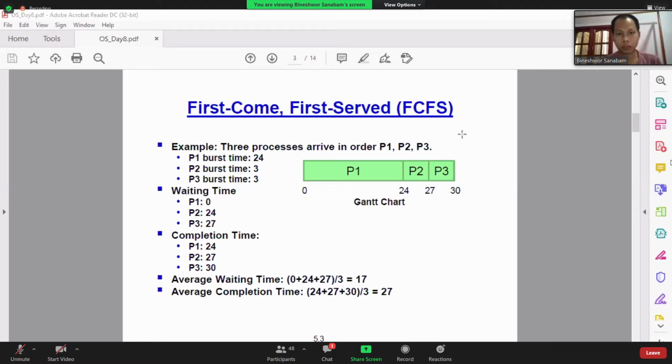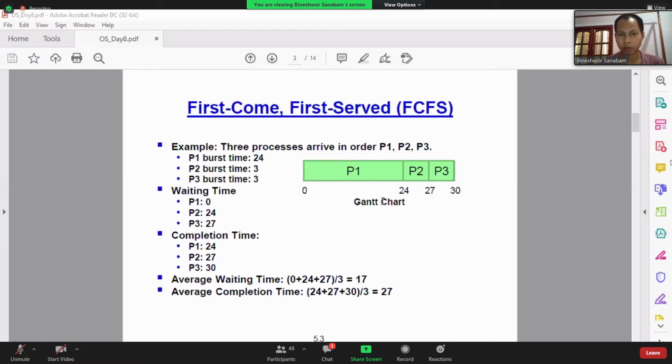So here we'll see the example of first come first serve. So here we have three processes, P1, P2, P3. Don't look at this figure as of now. Just see the question that we have three processes P1, P2, and P3. They are arriving in the order P1, P2, and P3.